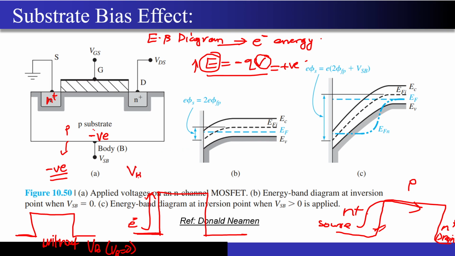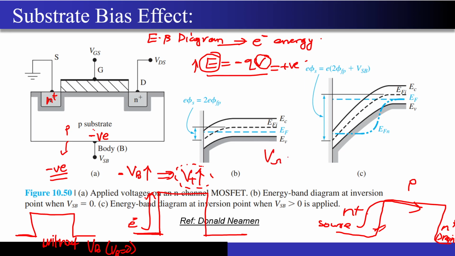If I increase my VB negatively, then what is going to happen? My threshold voltage will actually increase. And why is it so? Because my barrier height has increased now, and because my barrier height has increased, it is like increasing the threshold voltage, right?